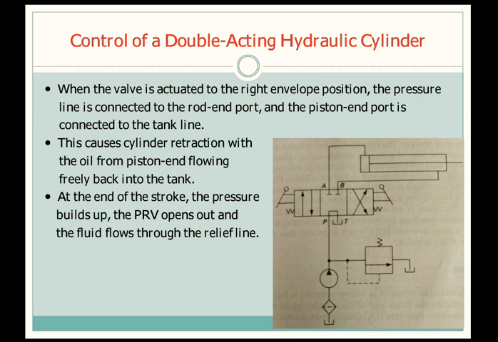Here, the retraction and extension of the cylinder are controlled by the pressure of the oil. We call this a double acting hydraulic cylinder because we are controlling both directions, during extension and retraction. That is why it is called a double acting hydraulic cylinder.